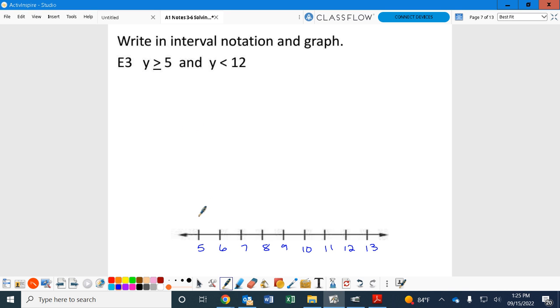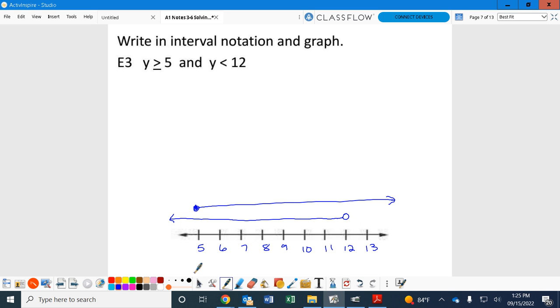So we've got a solid dot here, shades to the right. On the 12, we've got an open dot, and it's going to shade to the left. Does anybody have a question why I did that? Anything about that? That part's okay?